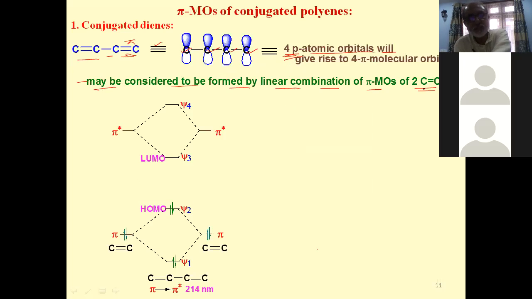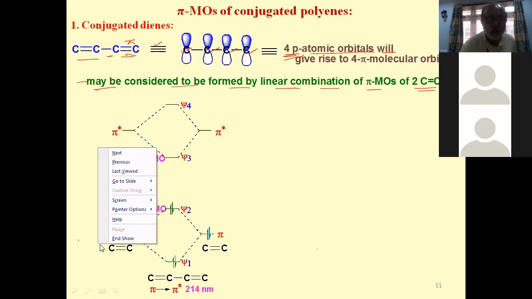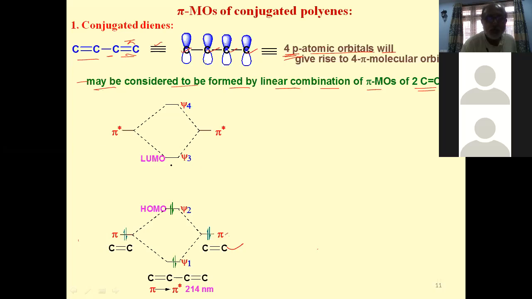Just see here. These 4 pi molecular orbitals are coming from here. Like two atomic orbitals give you two molecular orbitals, but here we can consider it to be addition of one C double bond C and another C double bond C. But every C double bond C has pi and pi star. From here also we have got one pi and another pi star.